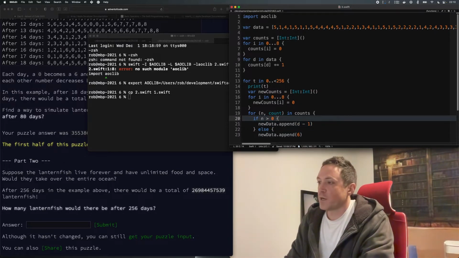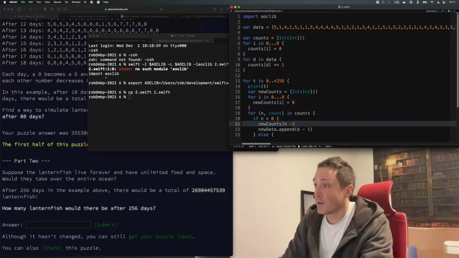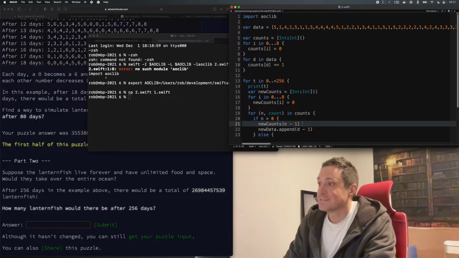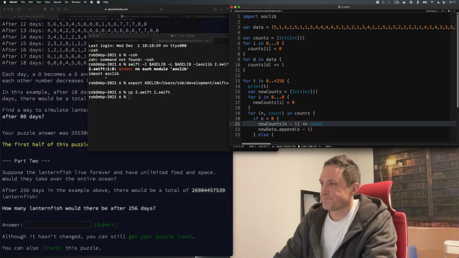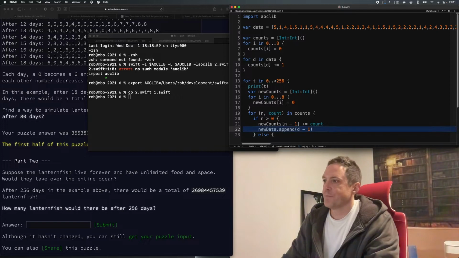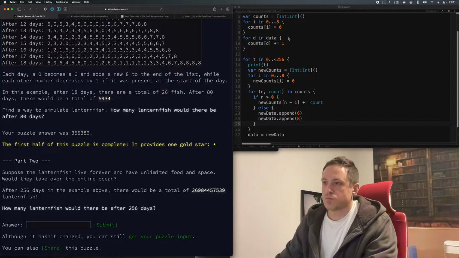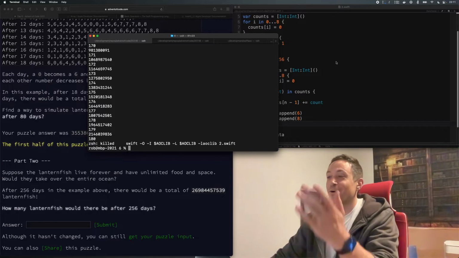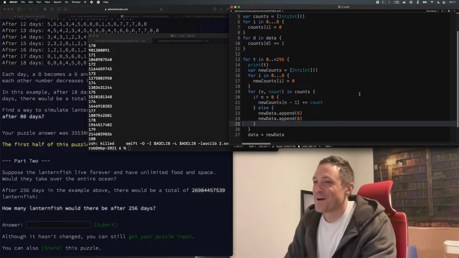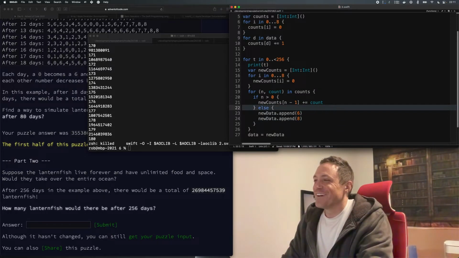Yes, so we subtract by 1, right? So new count minus 1. No, plus equals. Right? Okay. Oh no, we ran out of memory. Okay, that's fair. So we have to do it the smart way.